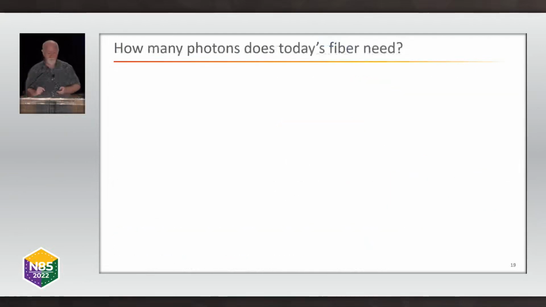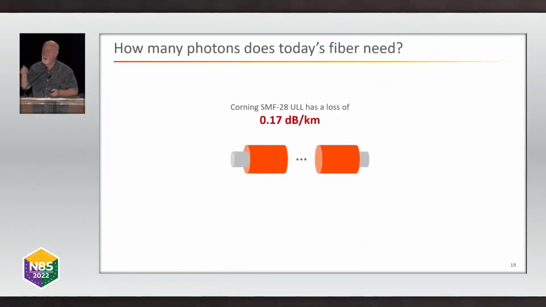So let's get more realistic. What about the fiber we have today? The kind of optical fiber that's designed today, like Corning's SMF28 ULL, has a loss of 0.17 dB per kilometer. Much, much lower. Remember, the dB scale is a logarithmic scale, so this is a lot lower loss.